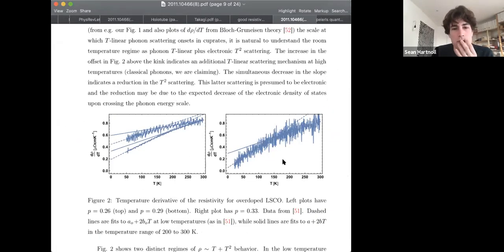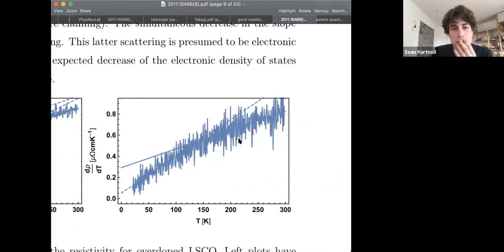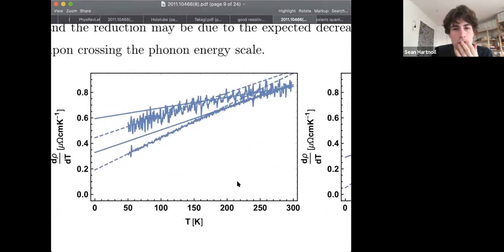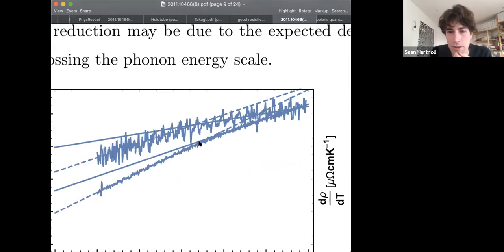Good. And so this was the plot that I had showed you before. This one is the most overdoped one. And actually here, these are slightly less overdoped. I mean, that's not the worst straight line that anyone ever saw.